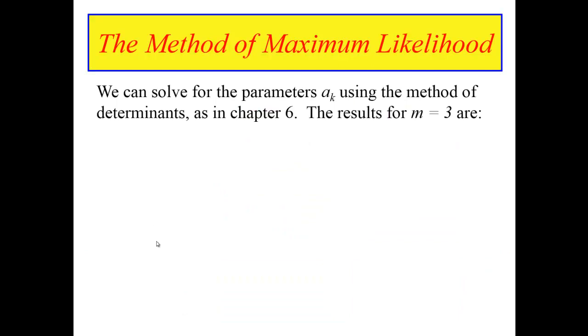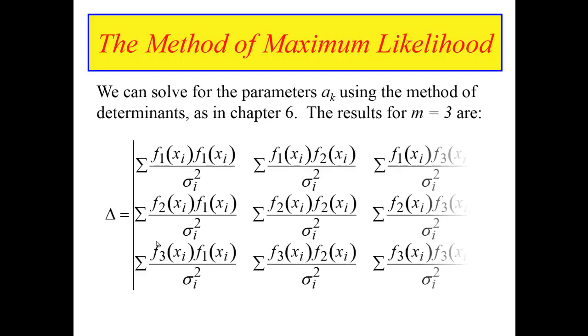So we would solve for the parameters A1, A2, A3, and so on using the method of determinants as we did in Chapter 6. And the results, if we had 3 terms, which could be the case for a simple second-order polynomial, where we'd have the first term of a constant, A1, the second term would be A2 times x, and the third term would be A3 times x squared. For that simple kind of polynomial function, using the method of determinants, we would define this quantity delta, which just looks a little bit more complicated than the one we saw back in Chapter 6.